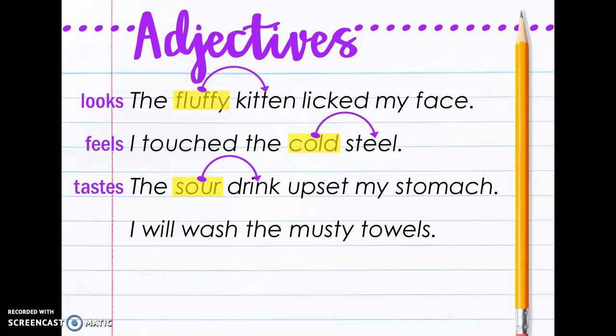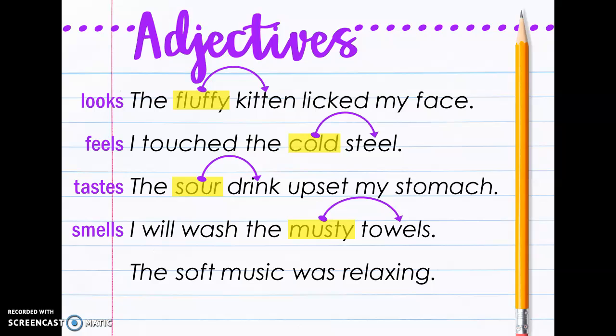I will wash the musty towels. Musty is describing the towels, and that is telling us how it smells. The soft music was relaxing. The music is soft, and that is how it sounds.